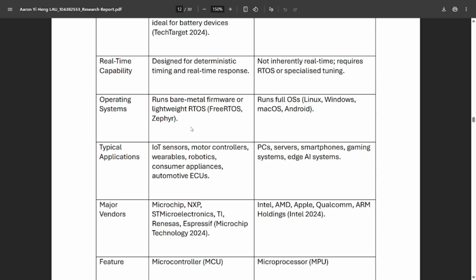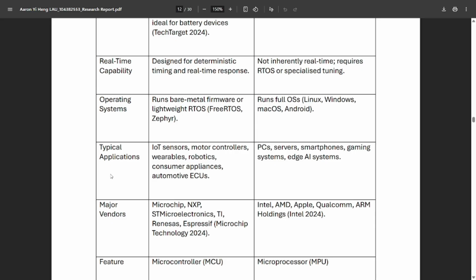And then the operating system. MCUs usually run bare-metal firmware or a lightweight RTOS, like FreeRTOS or Zephyr. MPUs can run full-scale operating systems such as Linux, Windows, macOS, or Android.